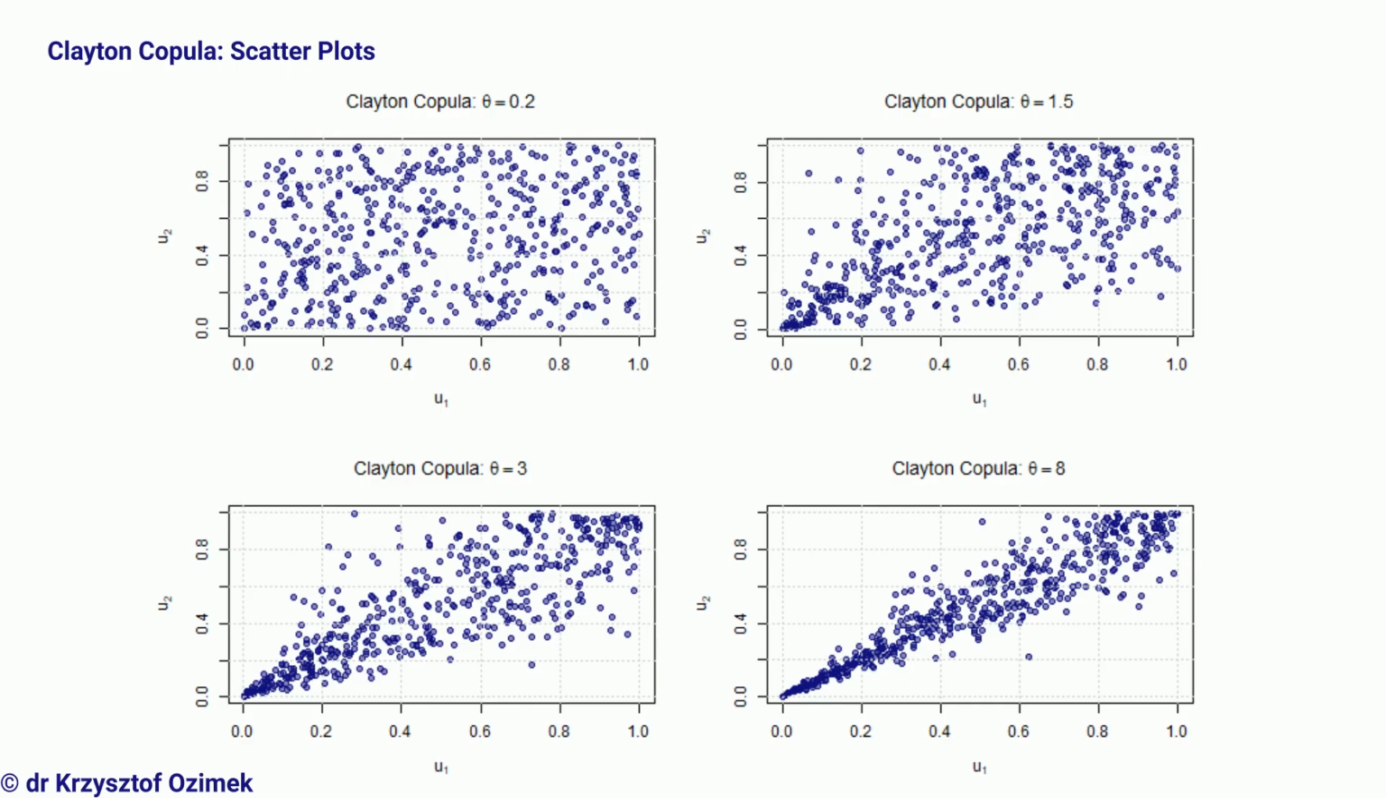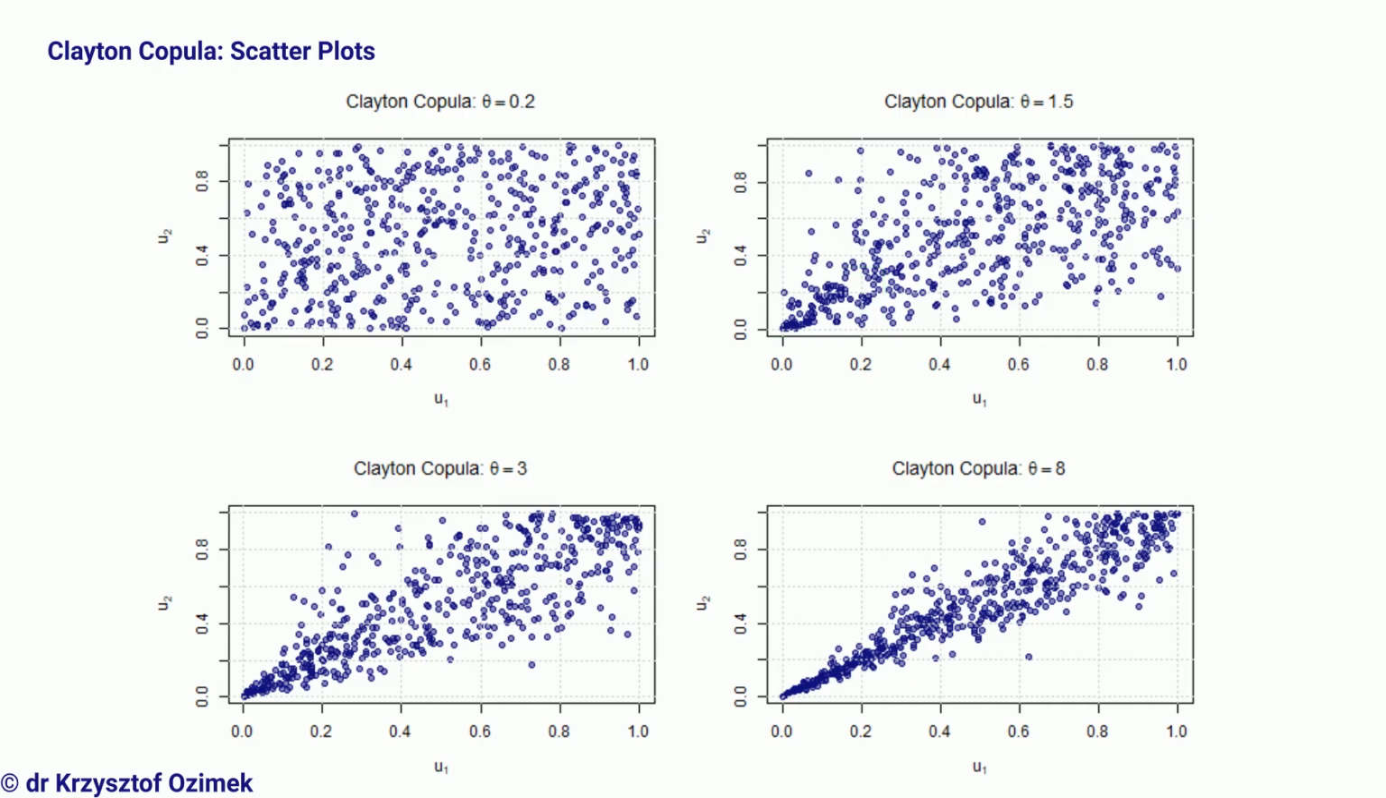When theta is increased to 1.5, the scatter plot starts to reveal a relationship in the lower tails of x1 and x2, where the values of u1 and u2 are close to 0. The pattern becomes more pronounced compared to when theta was 0.2. As theta continues to increase, the correlation in the lower tails becomes even more visible.